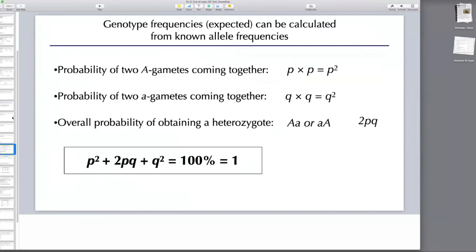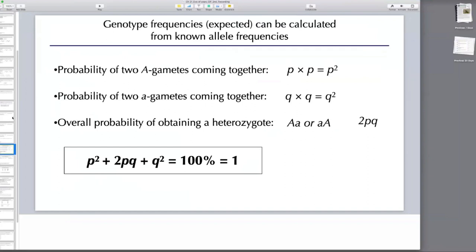And the reason they add up to one is because when you add up the frequency of every genotype, it should add up to 100% of the population, which when you're using decimals is the number one. So that's basically what you're looking at there. If you have a population and you know characteristics about it, you can use these equations to say, what do I expect the population to look like?